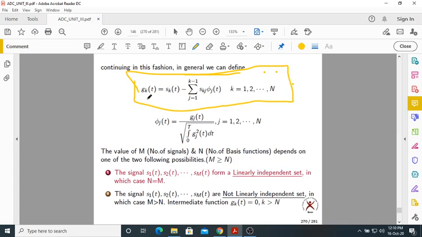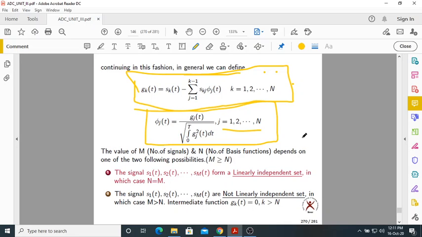You just try to find what g4 of t is. S4 of t minus the summation over j equal to 1 to k minus 1 of skj phi j of t. Correct? So this is the standard intermediate function: g1, g2, g3, g4, g5, g6, and so on. How to find the basis function? After finding the intermediate function, divide that function by the root of its energy. So j varies from 1 to n. These are the generalized forms of the intermediate function and the basis function.